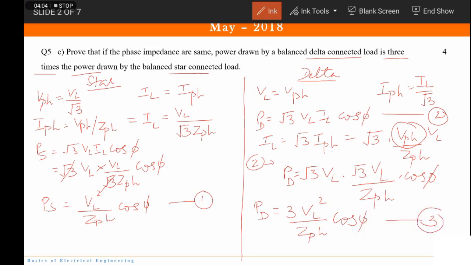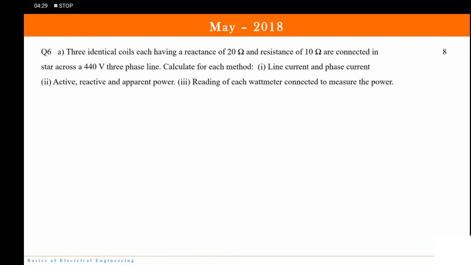Now you compare equation number 1 and equation number 3. Right? So by comparing equation number 1 and equation number 3, what can I say? That the delta connected power is 3 times that of the star connected power, isn't it? So we have proved this. So let us go to the next question.